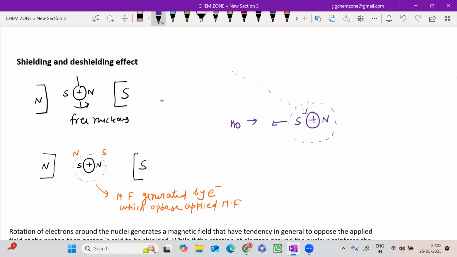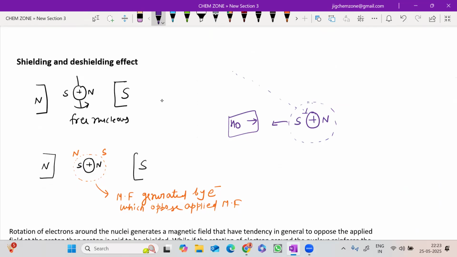They require less frequency to flip because the applied field is opposed by the electron clouds. Hence, the nucleus feels less impact of the applied magnetic field. Meaning the field generated by the electron is opposing the applied magnetic field. In that case, the nucleus feels shielded from the applied magnetic field. So it requires less frequency, less energy to flip. Hence, it can absorb less energy to resonate. So the nucleus is said to be shielded.